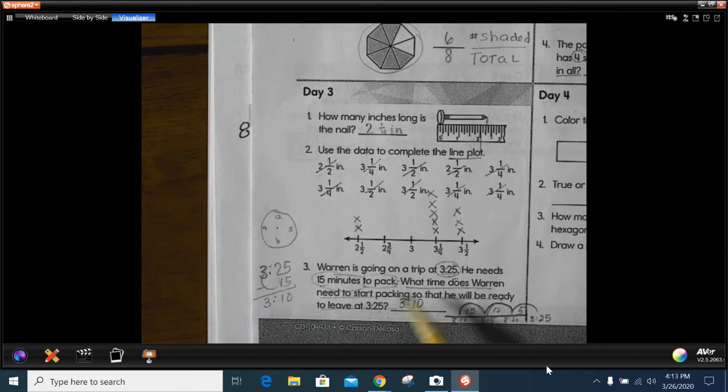They're not indicating whether or not this is AM or PM, so there is no label technically for us to put on there. I mean, I think it's safe to assume that he's leaving at 3:25 in the afternoon. But I mean, I've left for trips early before, so.